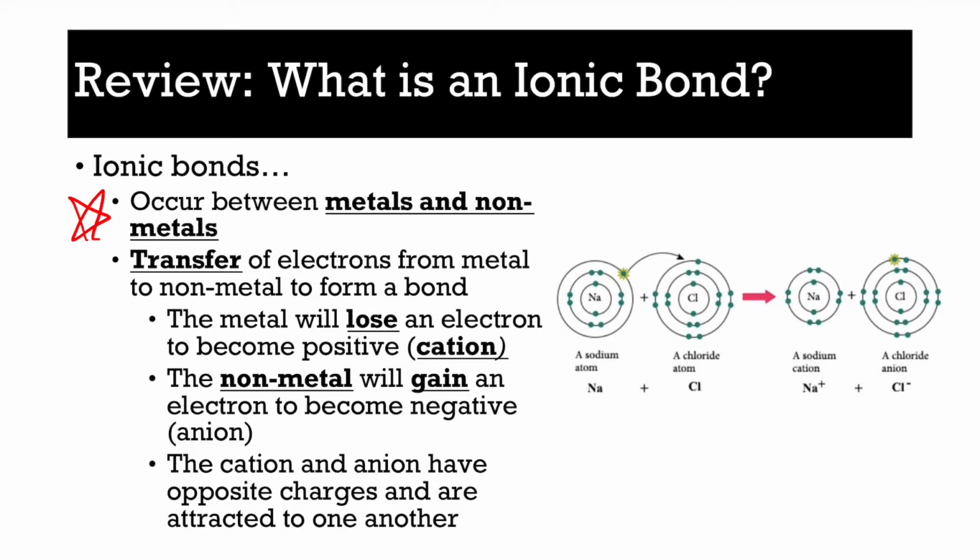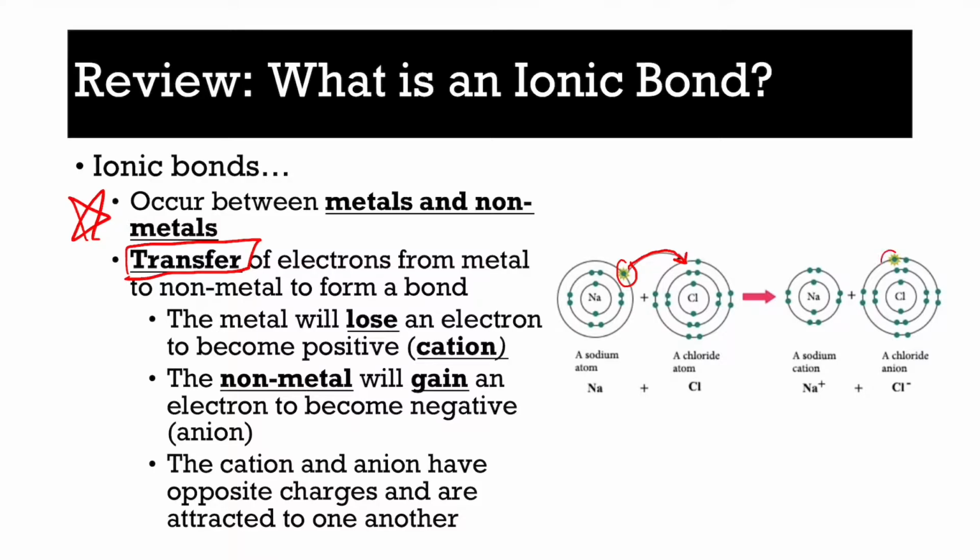Again, it occurs between a metal and a nonmetal. So that's one of the most important parts. And then the transfer of electrons. So the electron from a metal is stolen by a nonmetal. Remember, nonmetals are more electronegative because they have a greater attraction for these electrons. The highly electronegative nonmetal steals that electron and gains it.